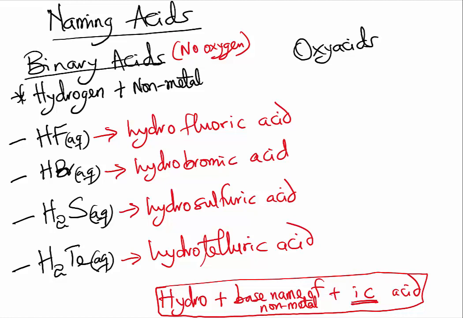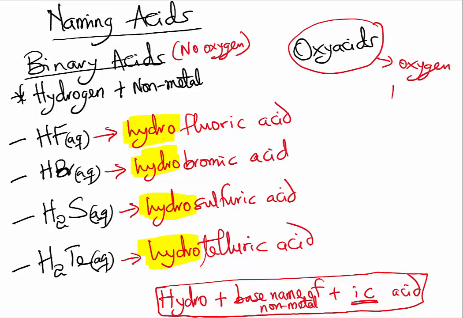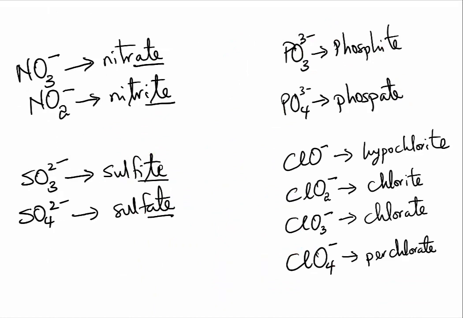Again, remember that only the binary acids will have hydro as their prefix. The oxyacids, as their names imply, will have oxygen in them. Their names must not begin with hydro. Let us take a look at some oxyacids. Let us write out their formulas so that you actually can remember.